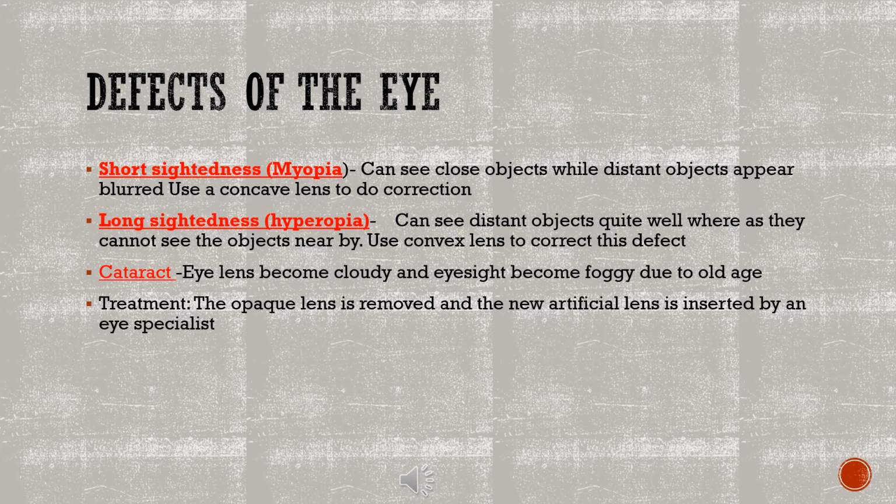You must have heard about your grandfathers getting cataract operations. That's because of old age. The lens becomes foggy, cloudy or opaque. So that lens should be replaced by another artificial, transparent lens. Then their eyesight becomes very clear.